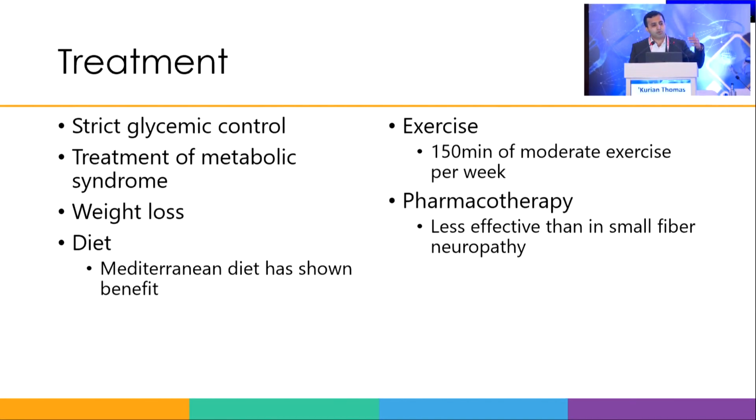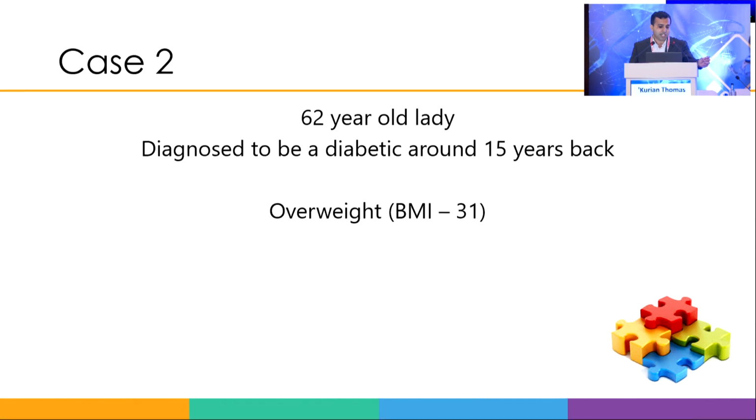And also you should make sure that you address the other aspects of metabolic syndrome. Hypertension, hypothyroidism, dyslipidemia, whether the patient is overweight. So adequate exercise and good diet has been shown to reverse diabetic peripheral neuropathy in a large number of patients. Pharmacotherapy, which is mainly useful for the painful variant, may be less effective in a large fiber neuropathy, which is this variant.